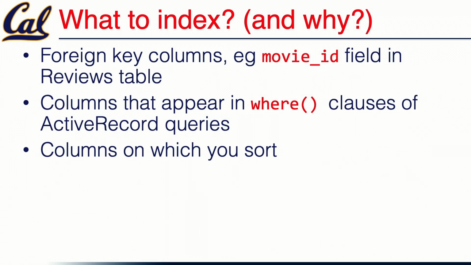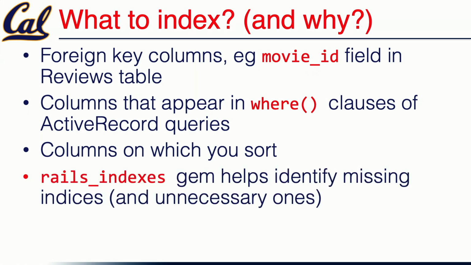Right? So when you're asking for a database query and you're asking for the records to be retrieved in a particular order, like sorted by the first date they logged in, it's really good to have an index on that column because it speeds up the sorting considerably. As you might guess, there is a gem that helps you with this. It's called Rails Indexes. And as your app runs, it helps you identify missing indices by looking at the queries that Active Record is generating and saying, oh, this query would have been much faster if you had an index on this column.